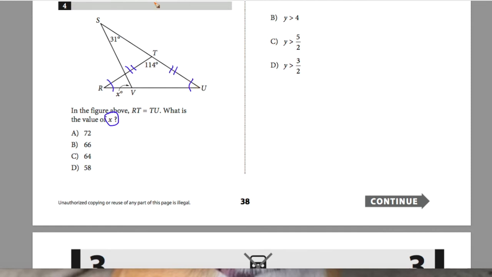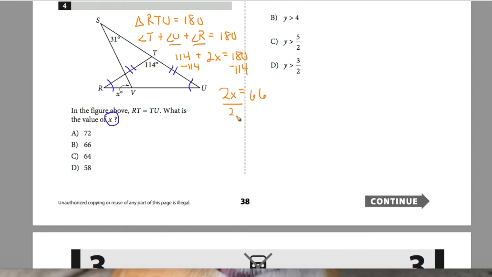R is going to be equivalent to my U. I know that triangle RTU is going to be equal to 180 altogether. And I know that angle T plus angle U plus angle R is going to equal 180. Well, if my angle U and my angle R are the same, we can just label those as 2x. And then this just becomes 114 plus 2x equals 180. If I subtract both sides by 114, I then get 2x equals 66. I solve to isolate for x by itself, and I get x equals 33.